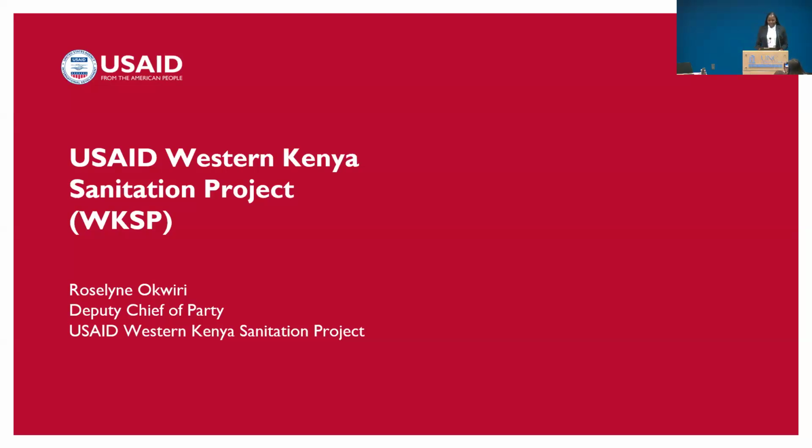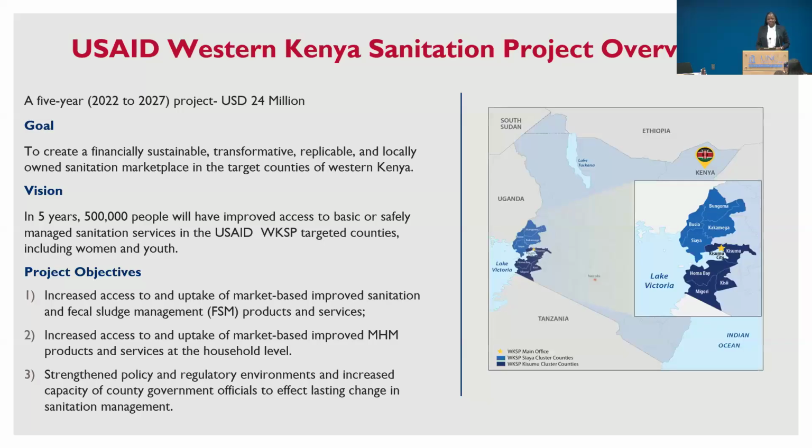So I will take you through how we implement the governance pillars within this project. The USAID Western Kenya Sanitation Project is a 5-year project being implemented in 8 counties in the western part of Kenya. This is the very first time that USAID allocated this amount of resources specifically to address sanitation and menstrual hygiene management challenges.